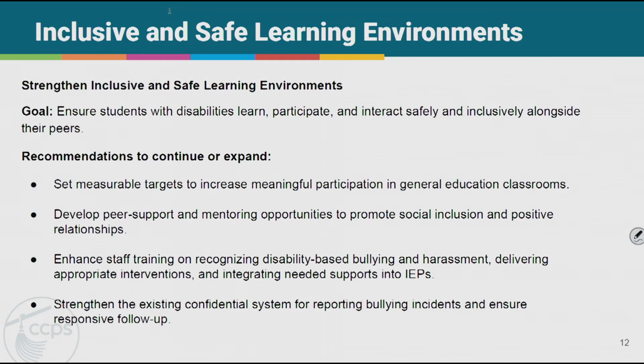First, we have inclusive and safe learning environments. We would love to see measurable targets to increase inclusion opportunities. We also would like to see some systems strengthened to prevent bullying. Children with disabilities are 2 to 3 times more likely to be targets of bullying.